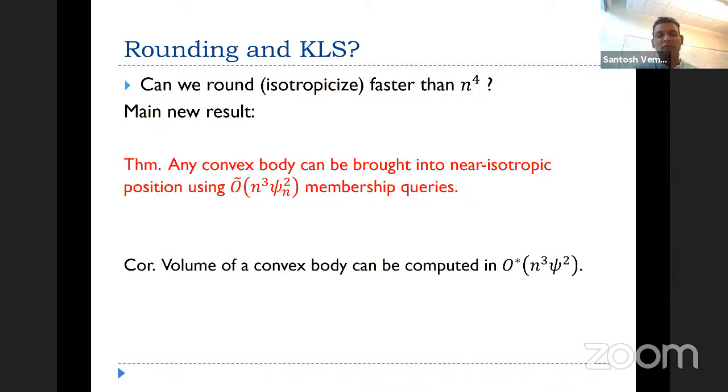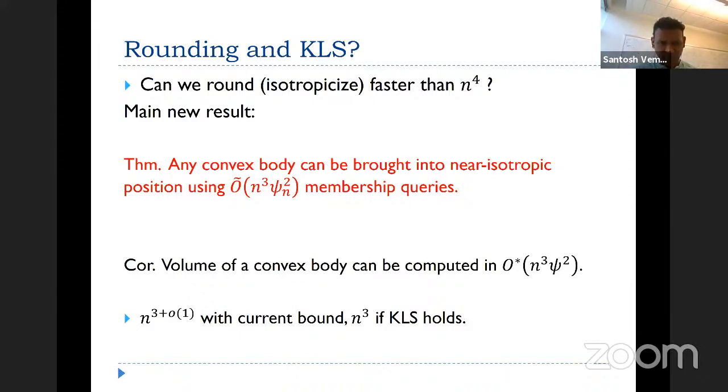Now, the volume of a convex body can be computed therefore as a corollary, because once it's in near isotropic or well-rounded, we know it can be done in n cubed. So this is the bottleneck, and so therefore the volume of arbitrary convex bodies is n cubed psi squared, and in fact with the current bound on psi, this is n to the 3 plus little o 1, and it will become n cubed if somebody proves the KLS conjecture. That's the main result.